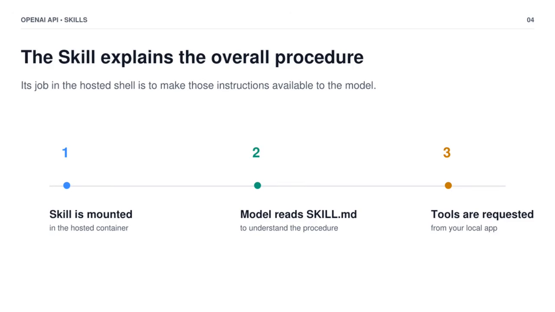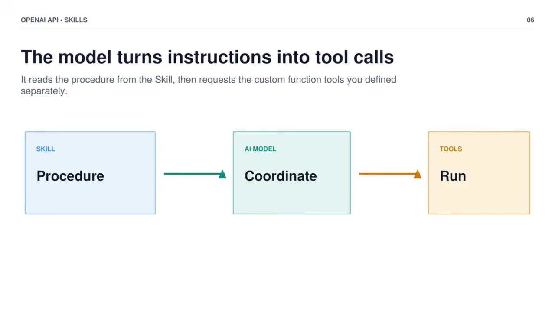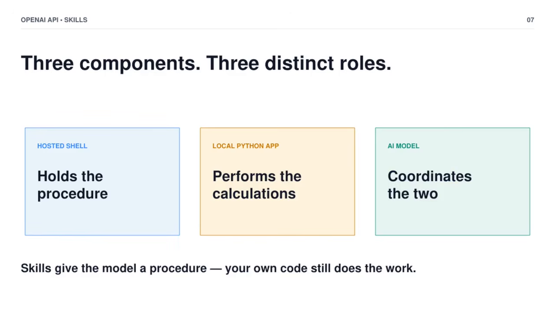The skill will explain the overall procedure. For example, it might tell the model to call the multiply function first, use that result in the subtract function, and then calculate a percentage using the divide and multiply functions. The model can read those instructions from the skill. It can then request calls to the custom function tools that we define separately. So in this example, the hosted shell holds the procedure, our local Python application performs the maths calculations, and the AI model coordinates the two.